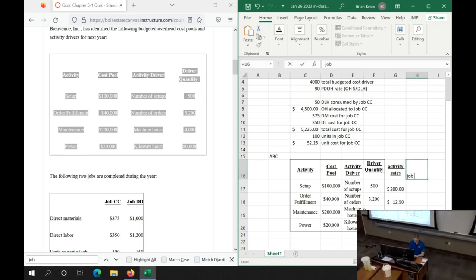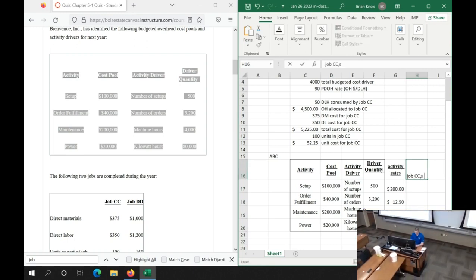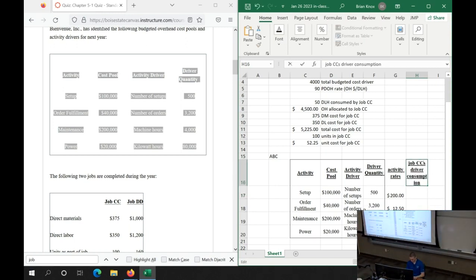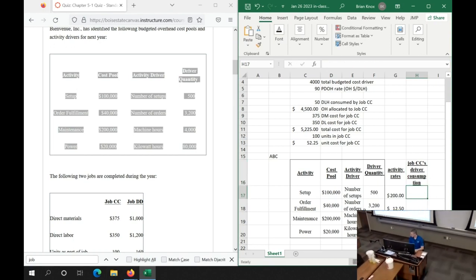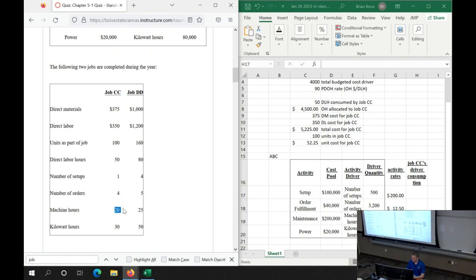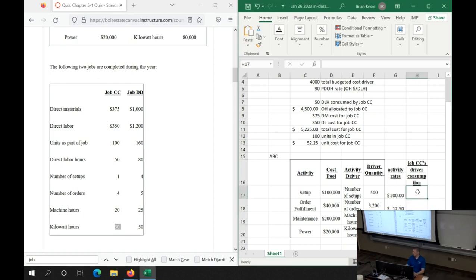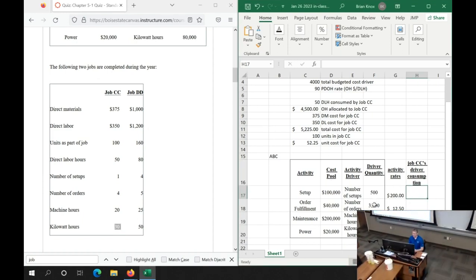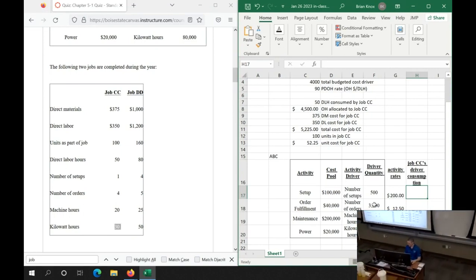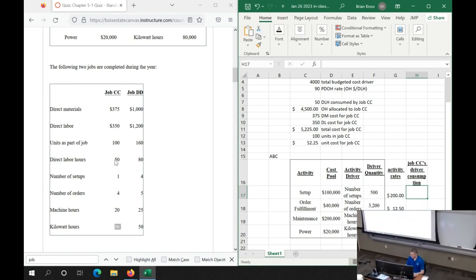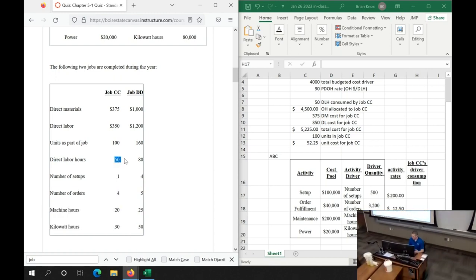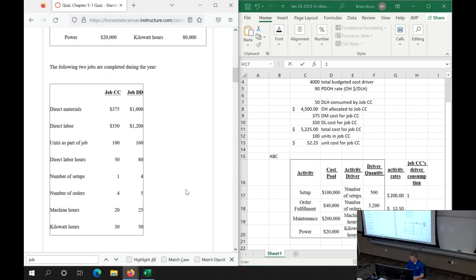And so now we can take job CC's driver consumption and copy it over here. So now we are going to take into account the fact that they consumed one setup, 4 orders, 20 machine hours, and 30 kilowatt hours. And since in ABC we don't even think direct labor hours is a driver we should be using at all under ABC in this example, we don't need to consider it. Under job order costing, we ignored these 4. In ABC, we can ignore this line right here.